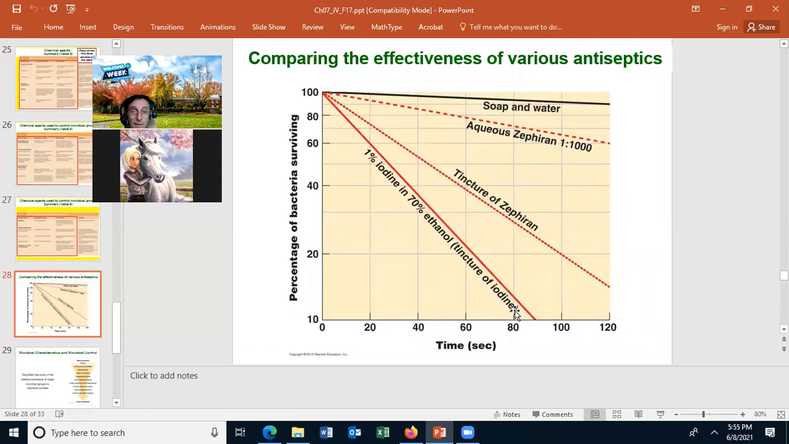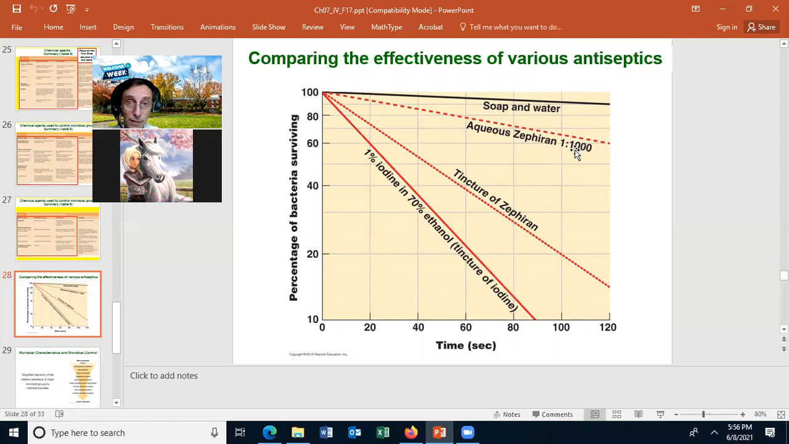Comparing the effectiveness of various antiseptics, they have different effectiveness. Soap and water is not very effective at killing cells. Why we wash our hands with soap and water is you remove most but not all the bacteria from our hands, and it just goes down the sink, and it does not really kill most cells. At 120 seconds, soap and water only kills about 10% of the bacteria on your hands.